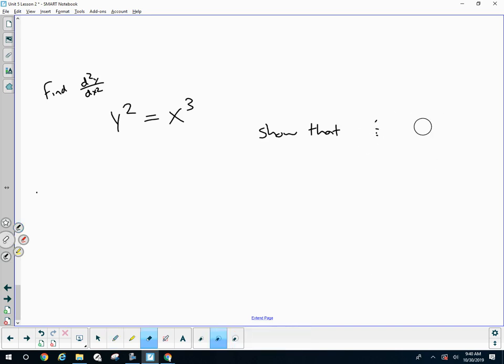Don't worry about showing. Let's get rid of that. Just find the second derivative at, let me pick a point. When does the square equal the cubed? 1, 1.